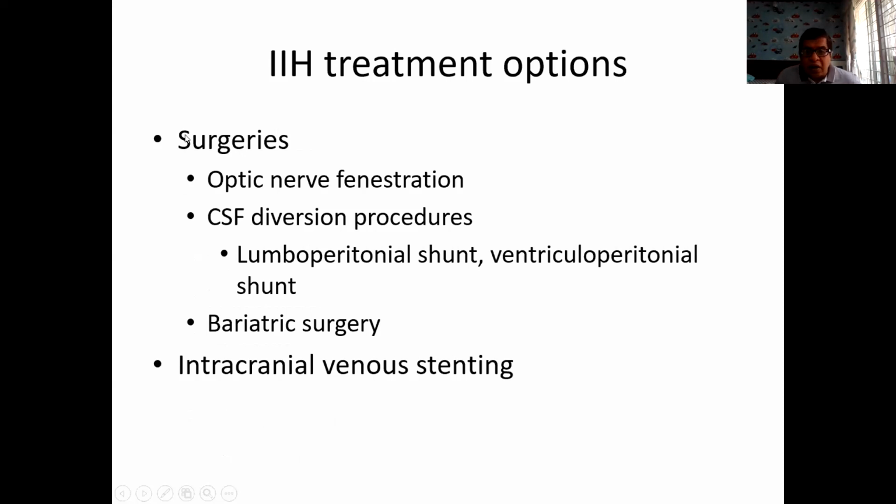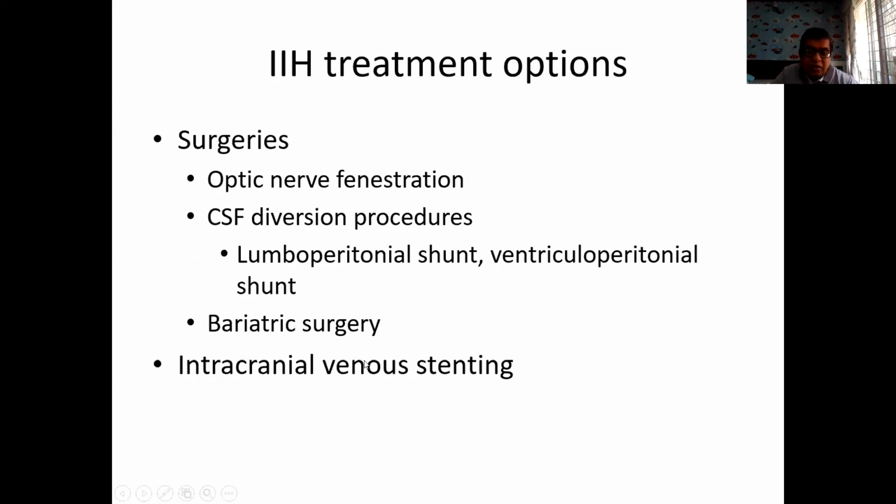Various surgeries have been done as far as treatment of idiopathic intracranial hypertension is concerned. Optic nerve fenestration surgeries, then various diversion procedures like lumboperitoneal shunt or ventriculoperitoneal shunt have been done. Again, surgeons are not willing to put a shunt in ventricles which are slit-like, so they like to do a lumboperitoneal shunt. The problem with lumboperitoneal shunt, we know, is that there are no valves in these, so there may be overdrainage in some of these patients. Bariatric surgeries have been suggested as a procedure for weight loss, not directly affecting idiopathic intracranial hypertension, but it can be done in some patients.